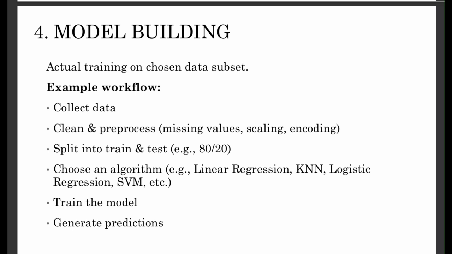If performance is unsatisfactory, you iterate: try different algorithms, engineer new features, adjust hyperparameters, and repeat. Model building is fundamentally iterative. Rarely does the first model you try turn out to be the best one.